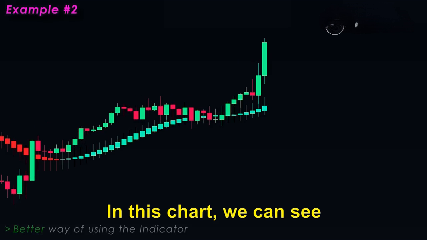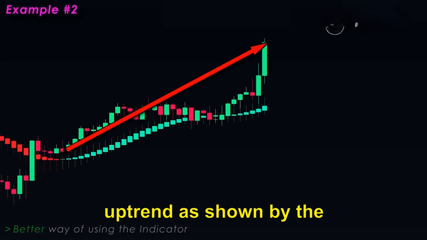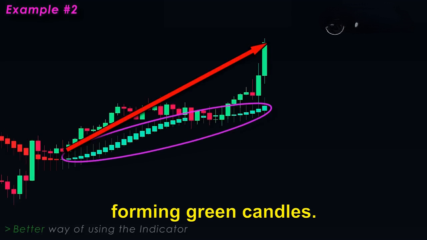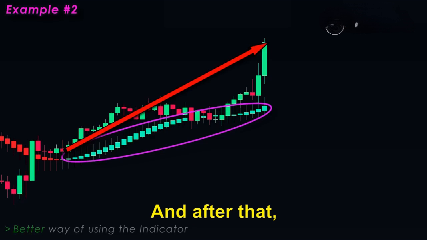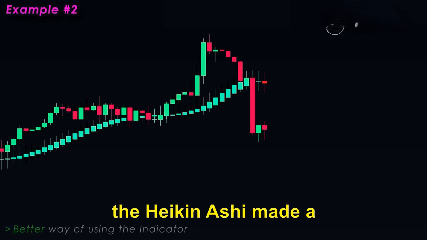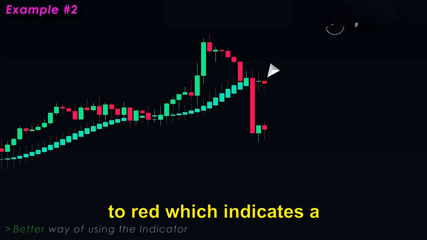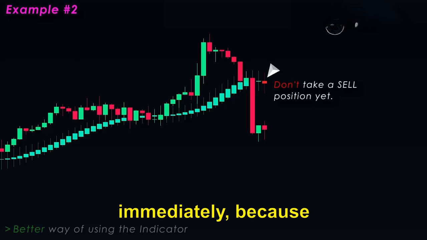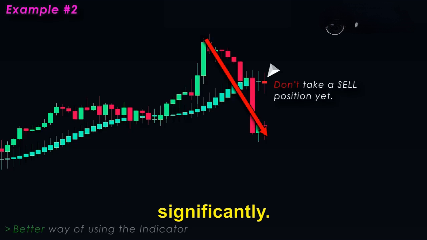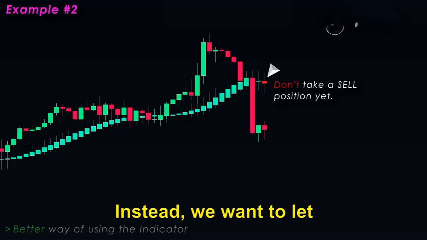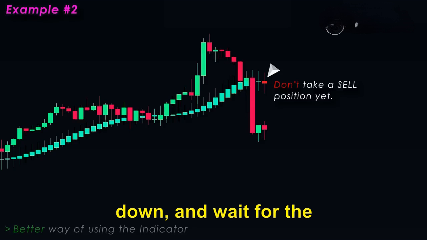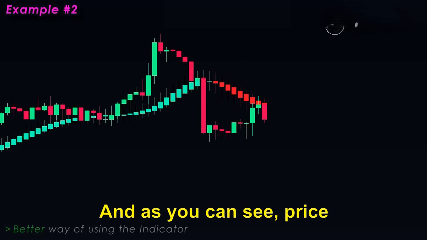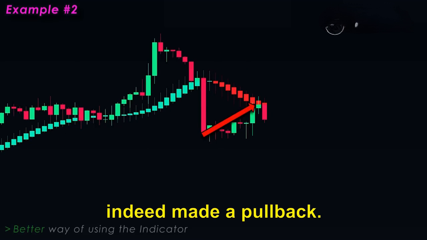In this chart, we can see that the price is on an uptrend as shown by the smooth Heikin-Ashi forming green candles. And after that, the Heikin-Ashi made a color change from green to red, which indicates a trend change. So again, we don't want to take positions immediately because that would have been a late entry as price already went down significantly. Instead, we want to let the momentum settle down and wait for the price to make a pullback towards the indicator. And as you can see, price indeed made a pullback.